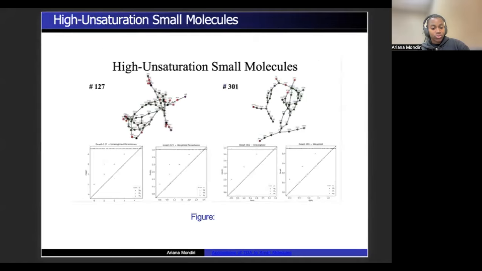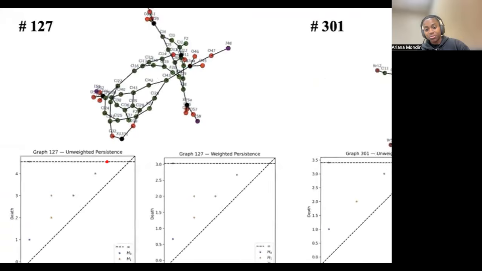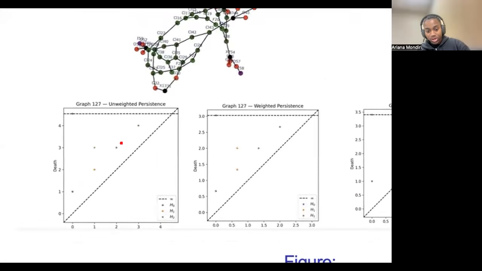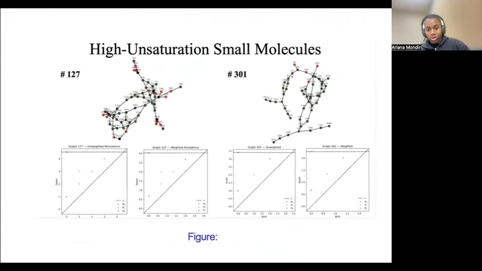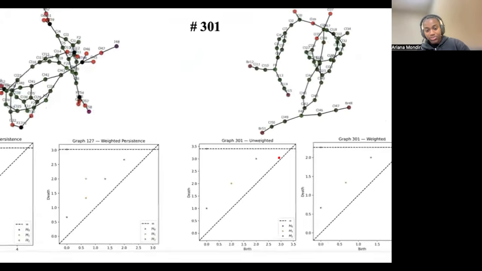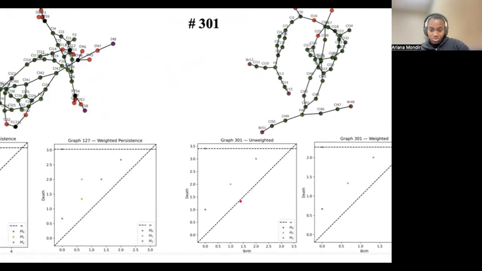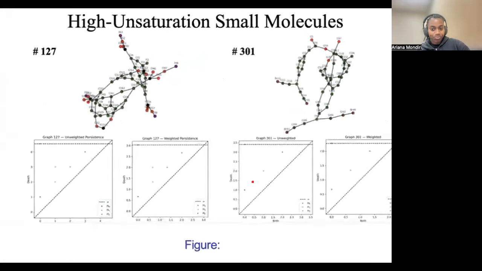If we start with a visualization, we can take two molecules from the high unsaturation group. We have the molecule 127 and 301. As you can see, they have a complex structure, especially when you look at the molecule 127. This is reflected in the persistence diagrams here, where I pick up features from the homology group 0, homology group 1, and homology group 2. Similarly, for the molecule 301, these features are captured from the homology group 0, 1, and 2.